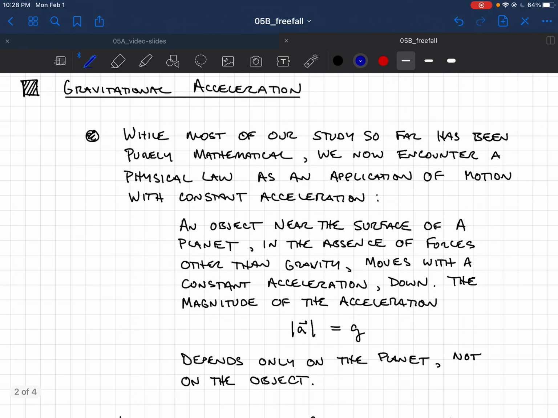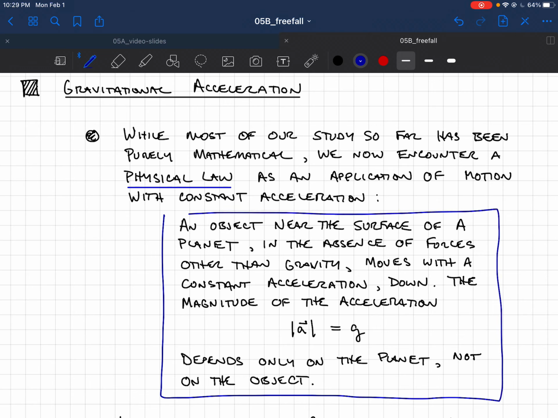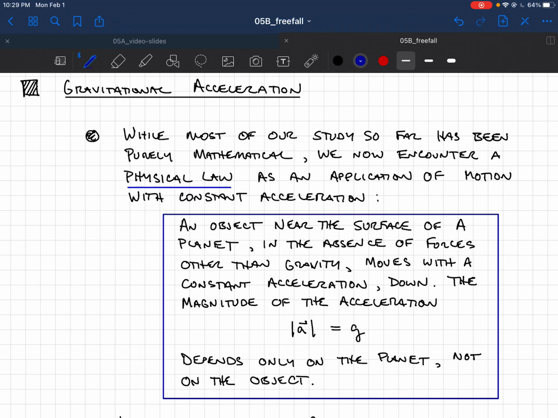So what is gravitational acceleration? So far we've been doing mostly mathematics here, talking about vectors and then kinematics, the way to describe motion. But this is really a physical law about the motion of objects near the surface of a planet. And so let's just state this here. An object near the surface of a planet, in the absence of other forces other than gravity, moves with a constant acceleration down.